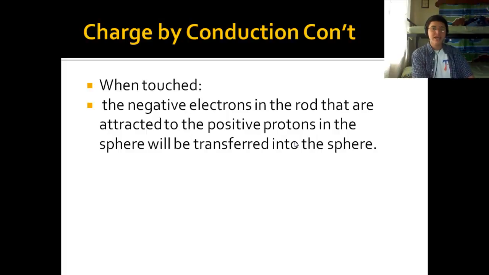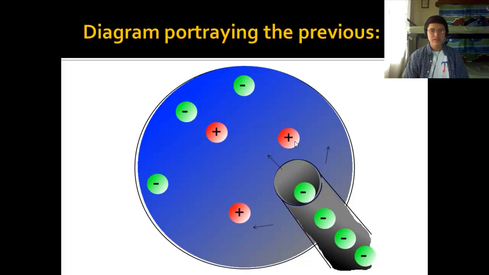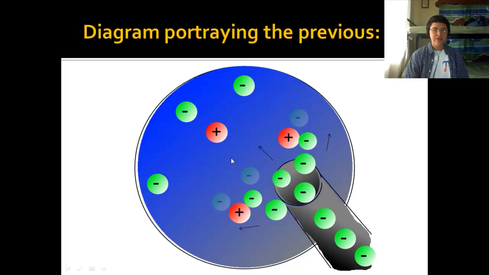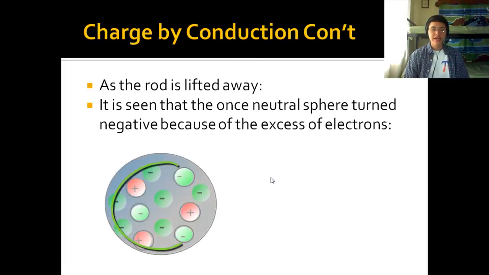When touched, the negative electrons in the rod that are attracted to the positive protons in the sphere will be transferred into the sphere, as portrayed by this diagram. Since the electrons are attracted to the positive protons in the sphere, the negative electrons would then be transferred into the sphere due to conduction. And as the rod is lifted away, it is seen that the once neutral sphere turned negative because of the excess of electrons.